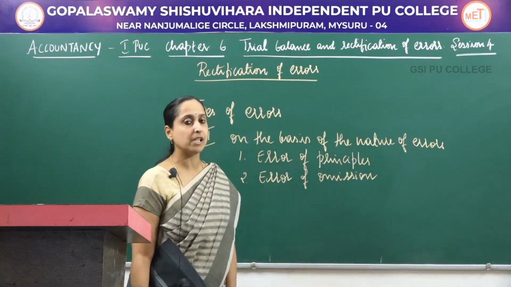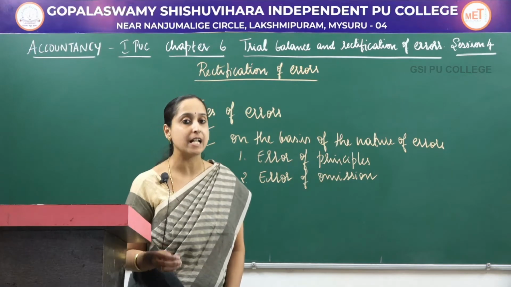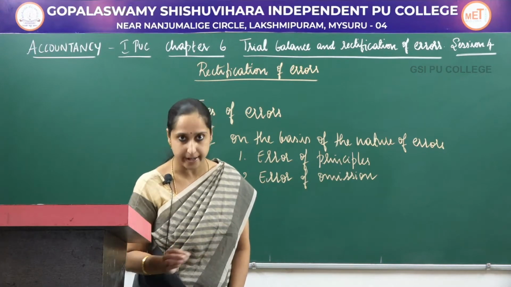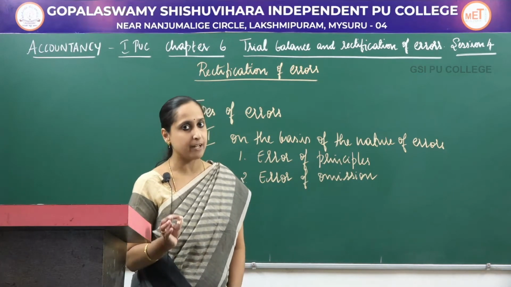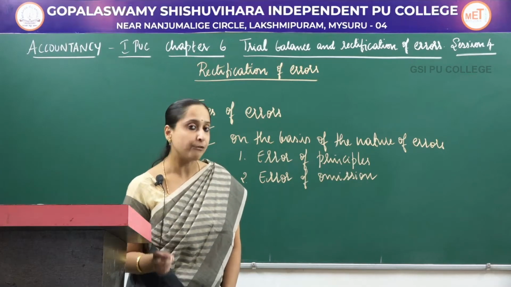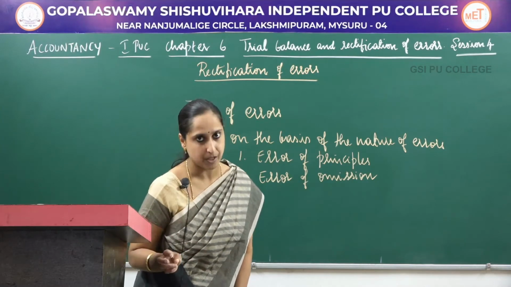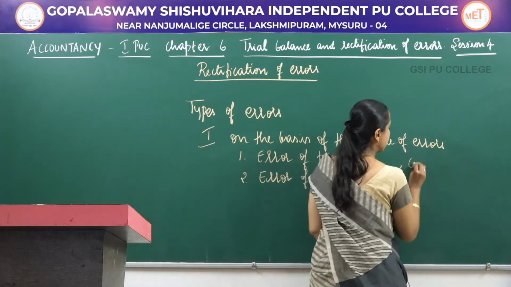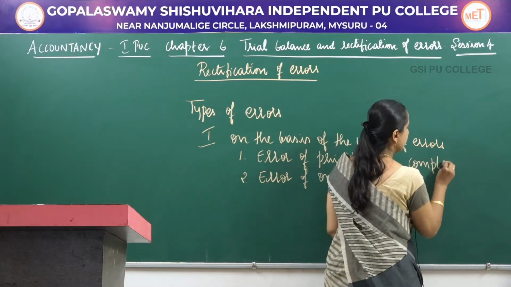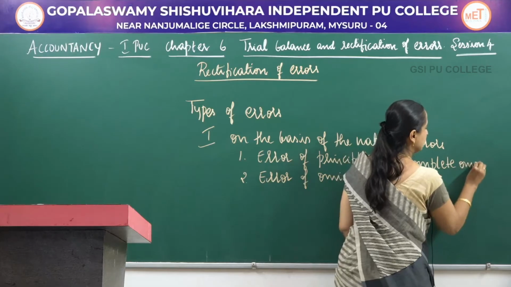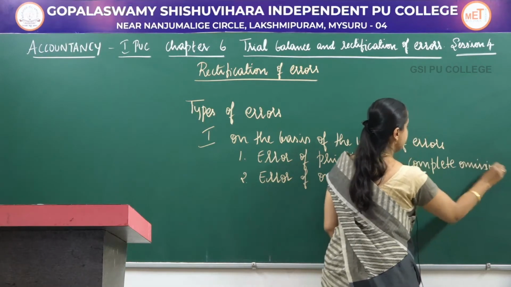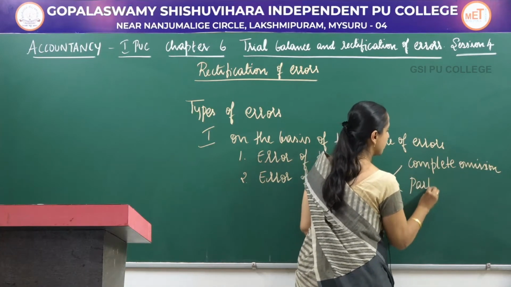Error of omission means if a particular transaction is not recorded, that we call it as error of omission. Error of omission is of 2 types. First one is complete omission. Second one is partial omission.